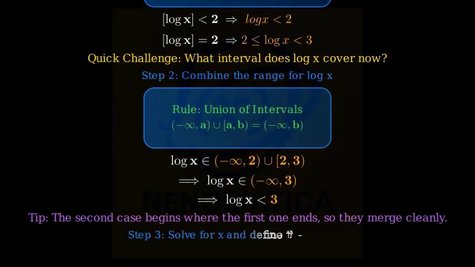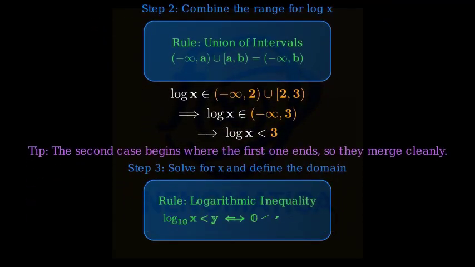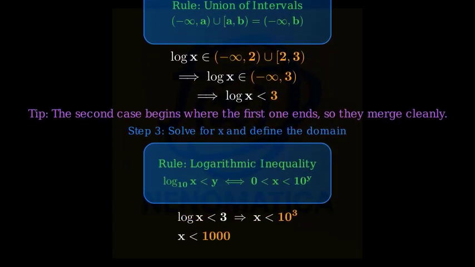Step 3. Solve for x and respect the domain. Use the logarithm inequality rule for base 10. Log of x less than y if and only if 0 is less than x and x is less than 10 to the y. With y equal to 3, we get x less than 10 cubed, which is 1,000.